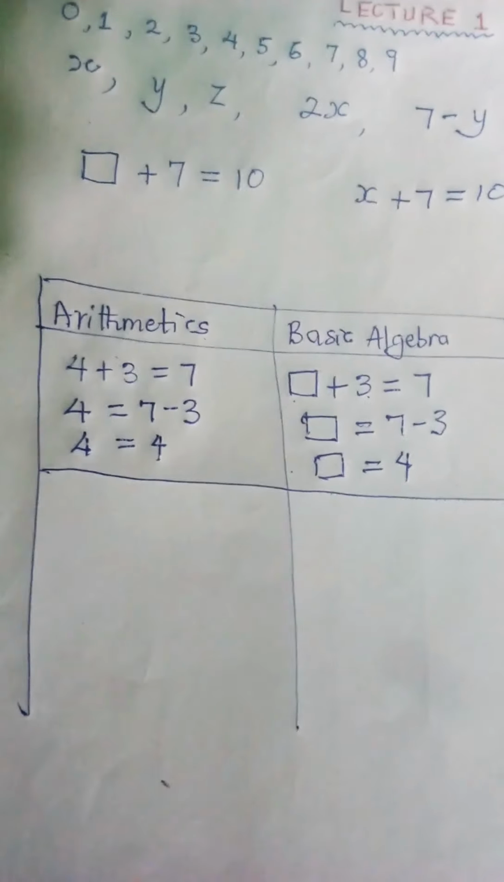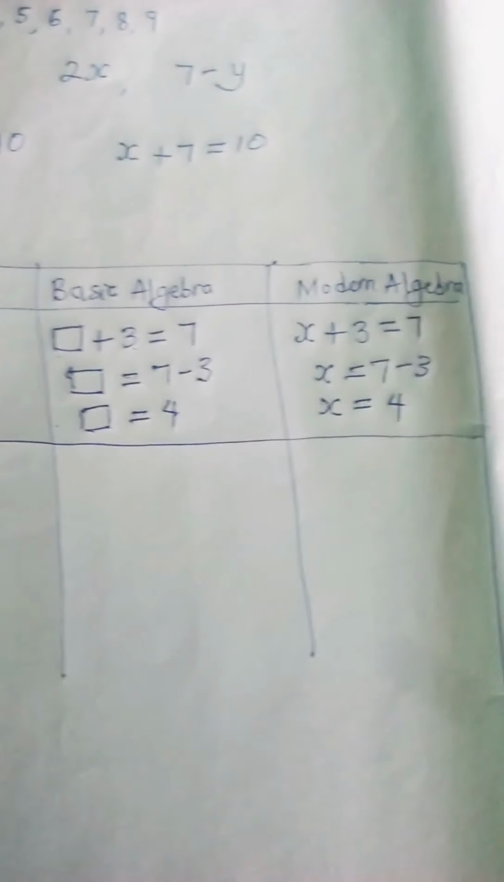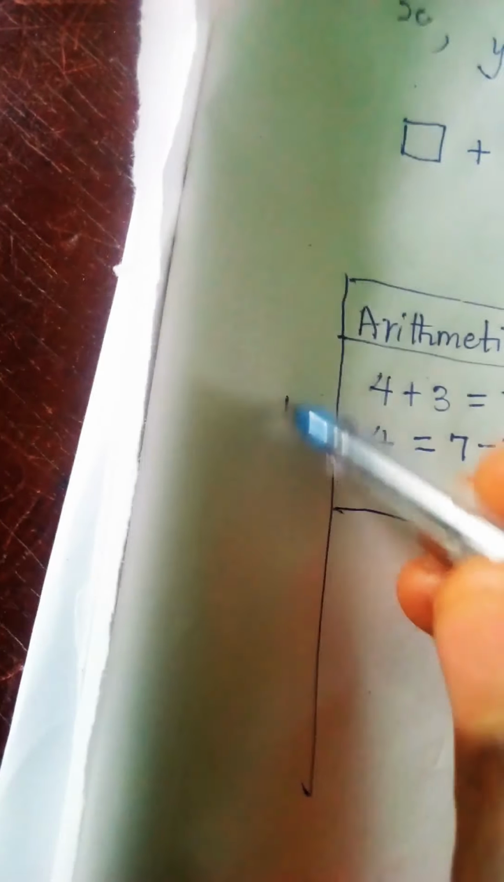Proceeding further, we will move on to another level of operation. This one is a plus operation. Going on a minus operation, we can obtain something like this for our arithmetic part.